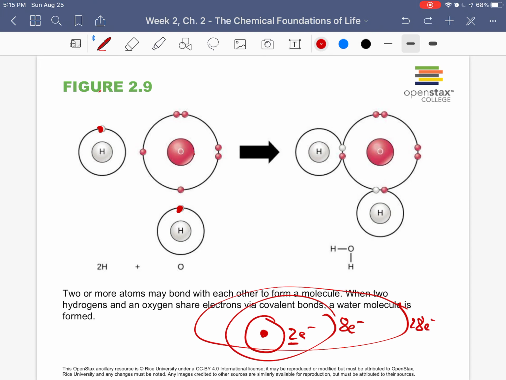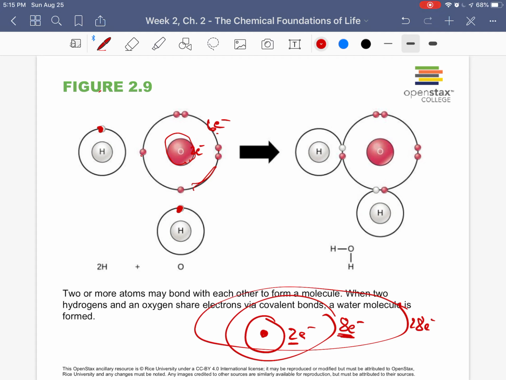Wrote that wrong. 2 electrons here. And then it has 1, 2, 3, 4, 5, 6 electrons there. So in our second shell, so this is our first shell, in our second shell, we want 8, but we only have 6. So oxygen here is not stable. It wants 8. It needs 2.